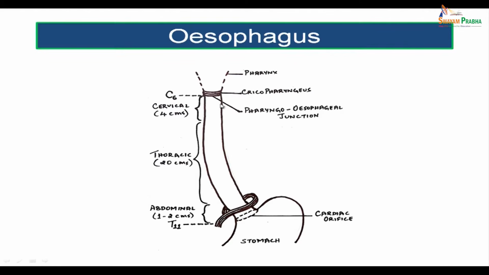If you can recall, there are other structures which measure 25 centimeters in length. One of them is the ureter, which is also 25 centimeters in length, and the other one is the duodenum, which is also 25 centimeters in length. So, these are the three structures which have a length of about 25 centimeters.